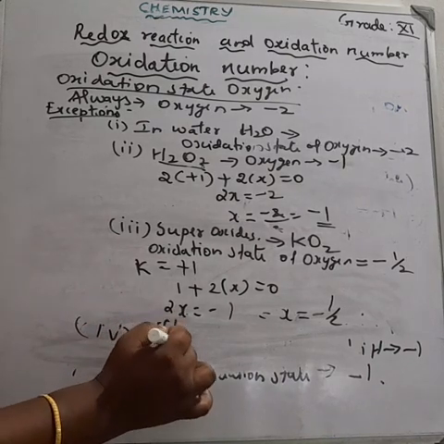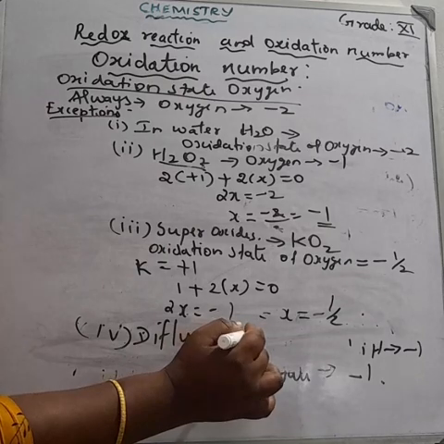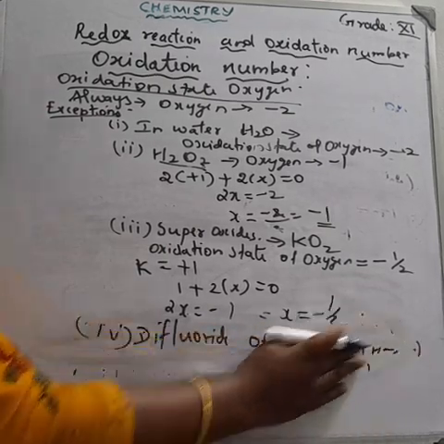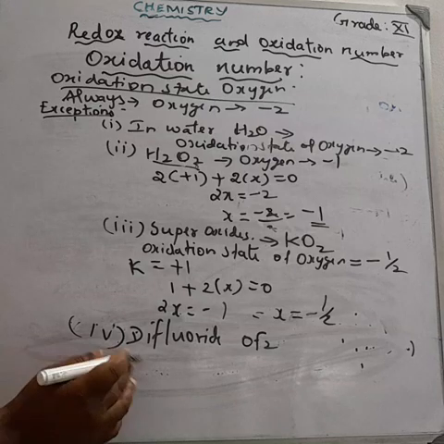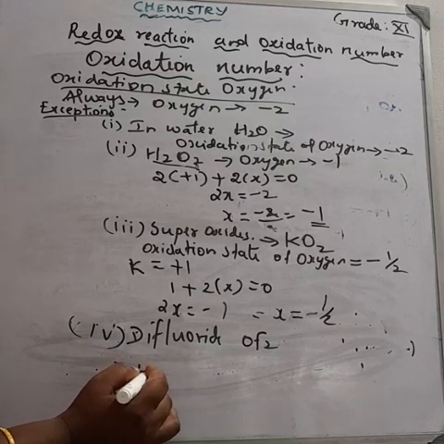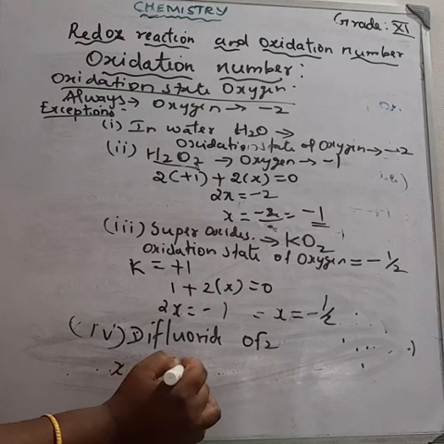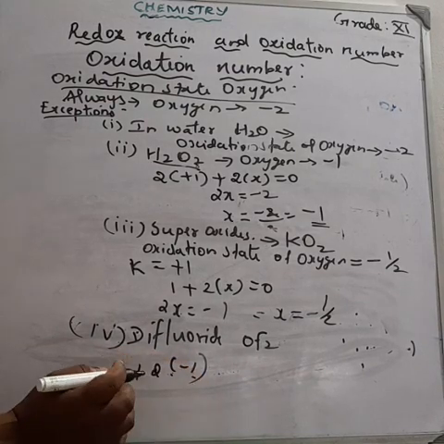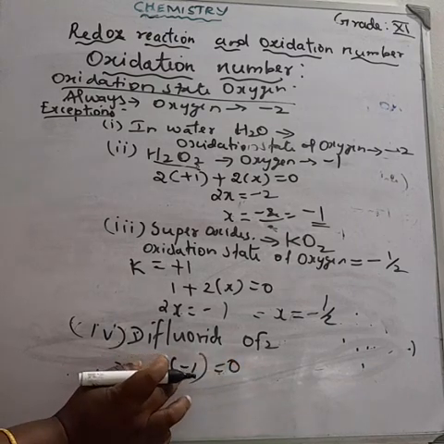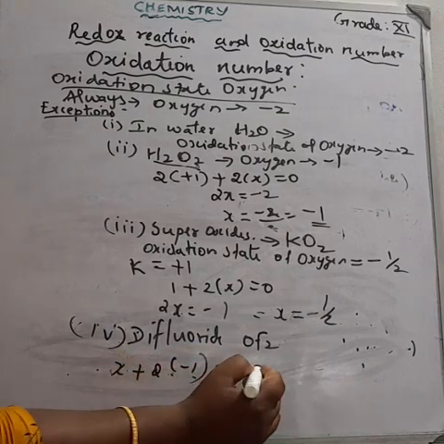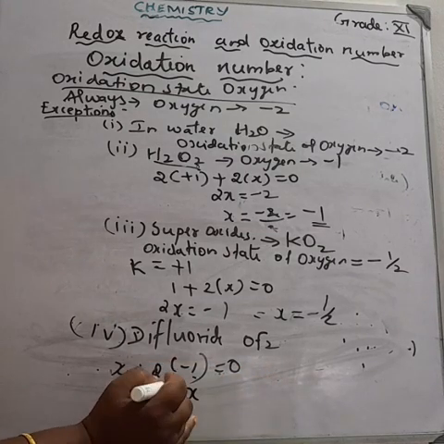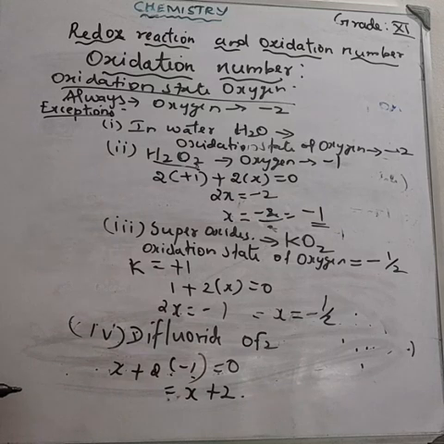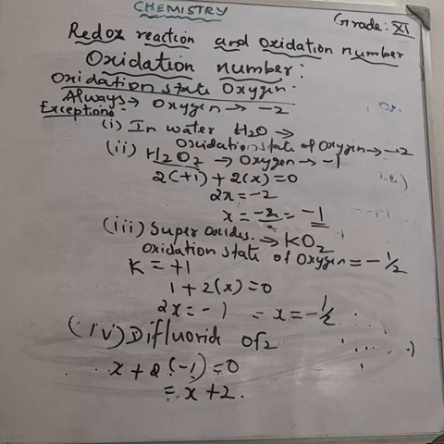For the element whose oxidation state we want to find, we have to take it as x, plus fluorine. What is the oxidation state of fluorine? -1. Here 2 fluorine atoms are there, so 2 into -1, and the total is equal to 0. So x is equal to +2. Okay, so these are about the oxidation number and how to calculate the oxidation number using the rules. Tomorrow we can study clearly.